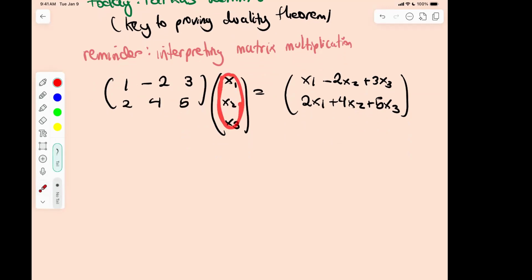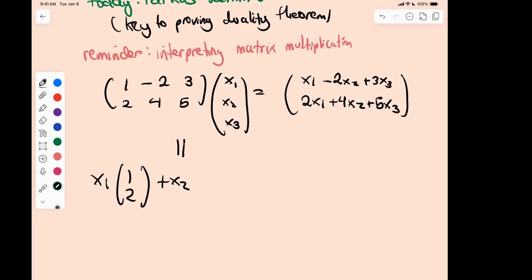Imagine taking the vector and transposing it so that it becomes horizontal. So you have x1, x2, x3 here. The idea is that you multiply each of the columns by the corresponding coefficient. So another way to do this product is to say that it is x1 times the first column plus x2 times the second column plus x3 times the third column.